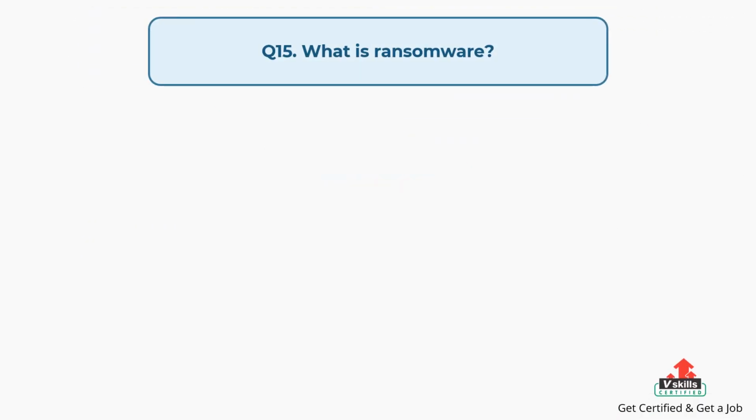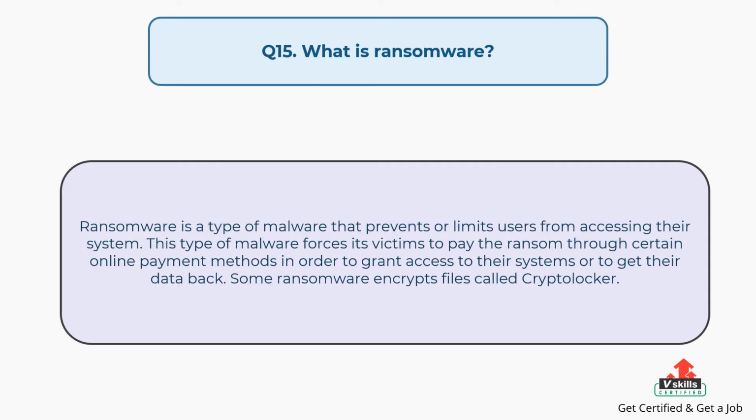Question number 15. What is ransomware? The answer is: ransomware is a type of malware that prevents or limits users from accessing their system. This type of malware forces its victims to pay the ransom through certain online payment methods in order to grant access to their systems or to get their data back. Some ransomware encrypts files, called CryptoLocker.